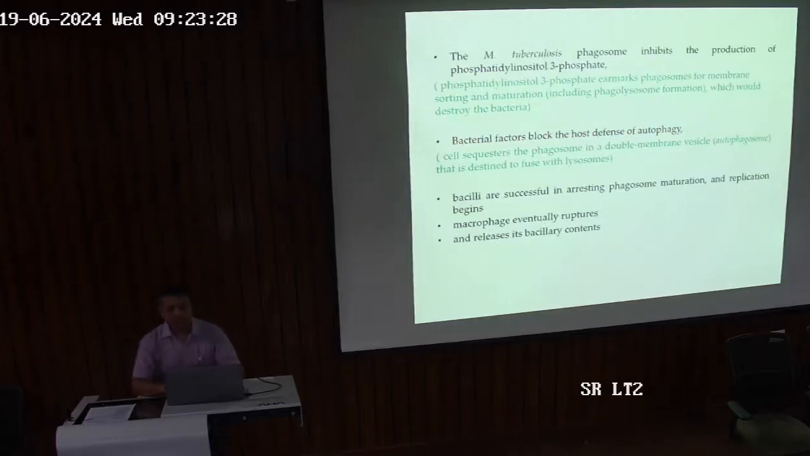At the same time, this bacteria also inhibits the production of phosphatidylinositol 3-phosphate. Again, these are all the protective mechanisms of bacteria. Bacterial factors block the host defense of autophagy. Then bacilli are successful in arresting phagosome maturation and replication. So by all these methods, the bacteria is protecting itself from the immunity factors of the body.